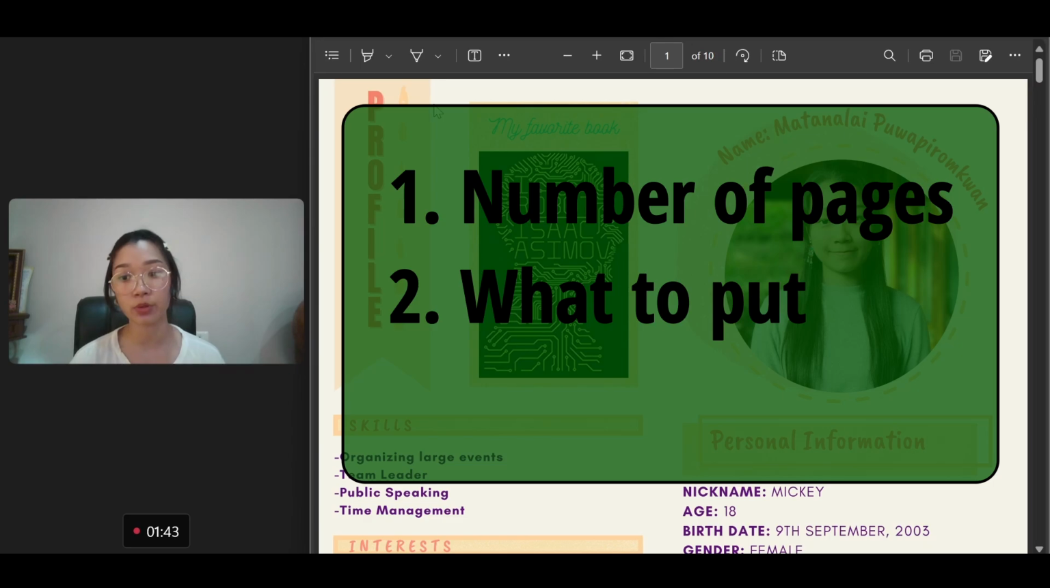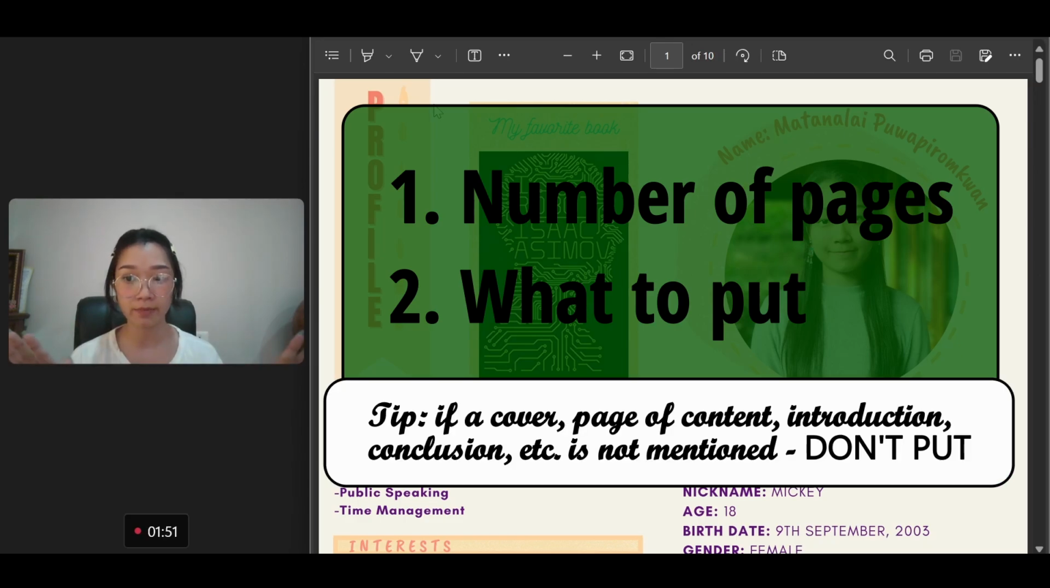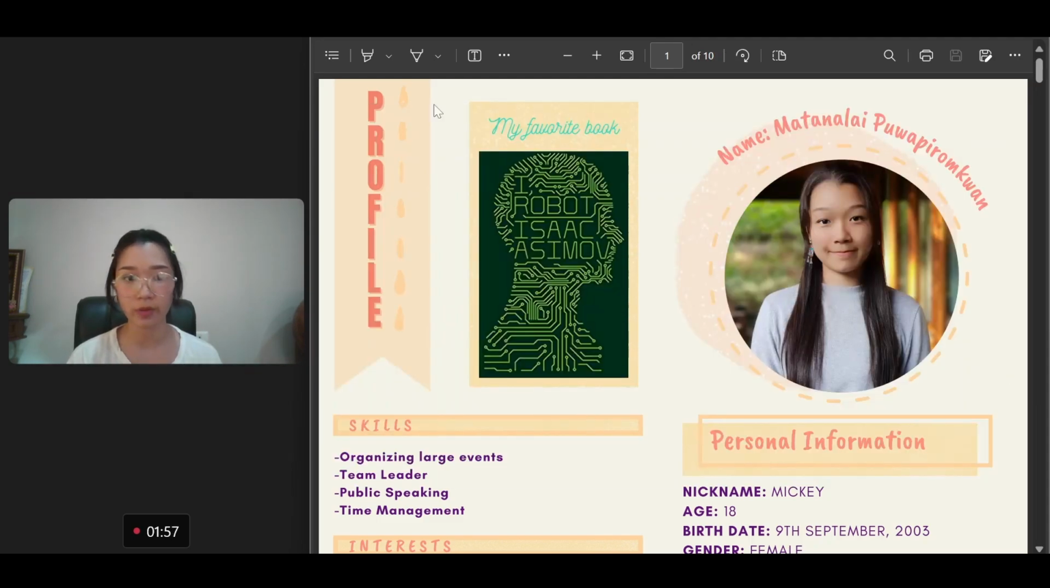They will be pretty specific. If they don't mention the cover page, the content page, or the introduction, don't put it in. So you could see on my portfolio here that there is no cover page, there is no content page, and there is no introduction page. I just started off with the profile because for my one, they didn't ask for any of those. Don't put them in because you're going to be wasting your time and your pages.